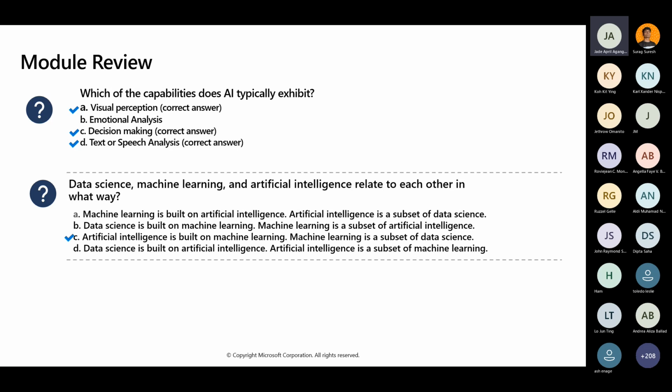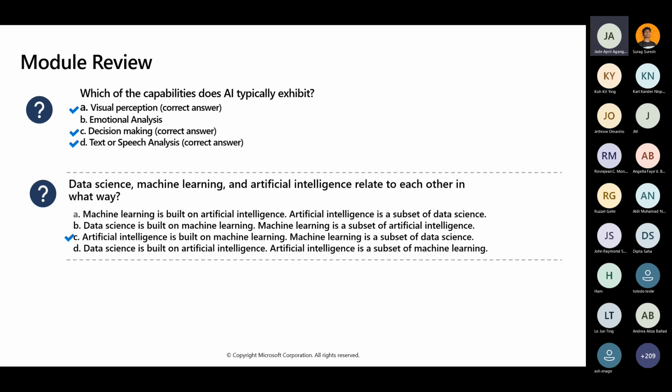Which of the capabilities does AI typically exhibit? If you think that it has one or more answers, then you can just type in the letter. Is it A, visual perception? Oh, it has a correct answer already there. Emotional analysis, screen analysis, and text. I didn't see that. It says here, correct answer. So I think we're not going to guess already. Oh, poor me. So AI capabilities has the following. It exhibits visual perception, decision making, and text or speech analysis.